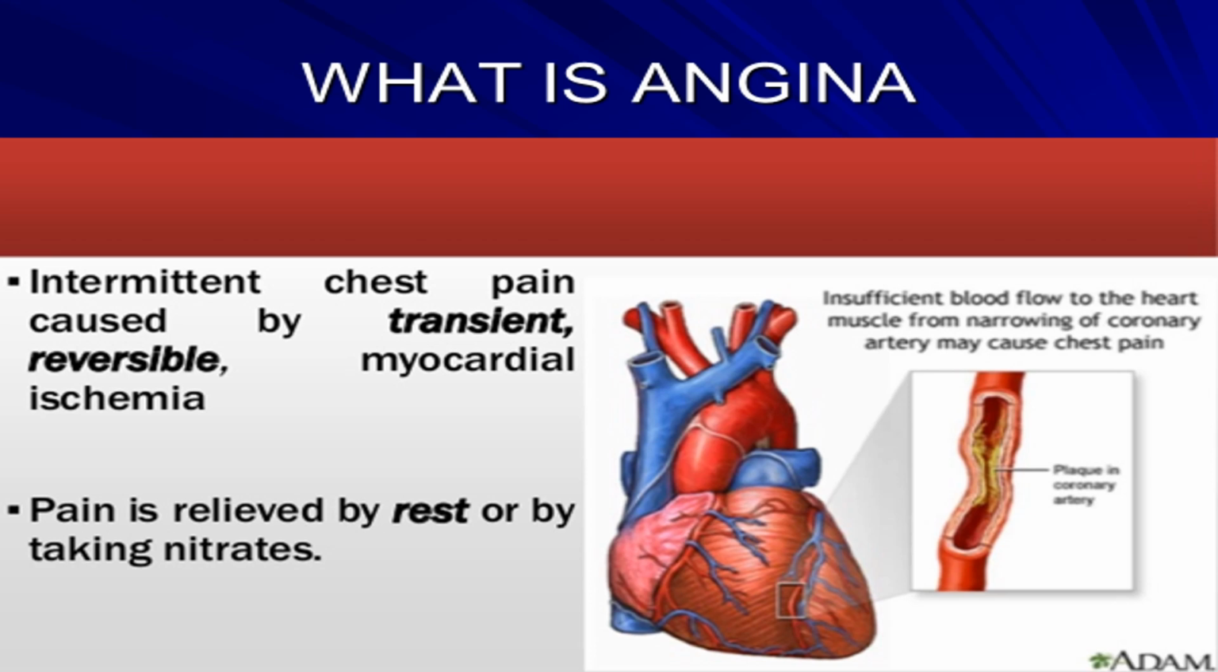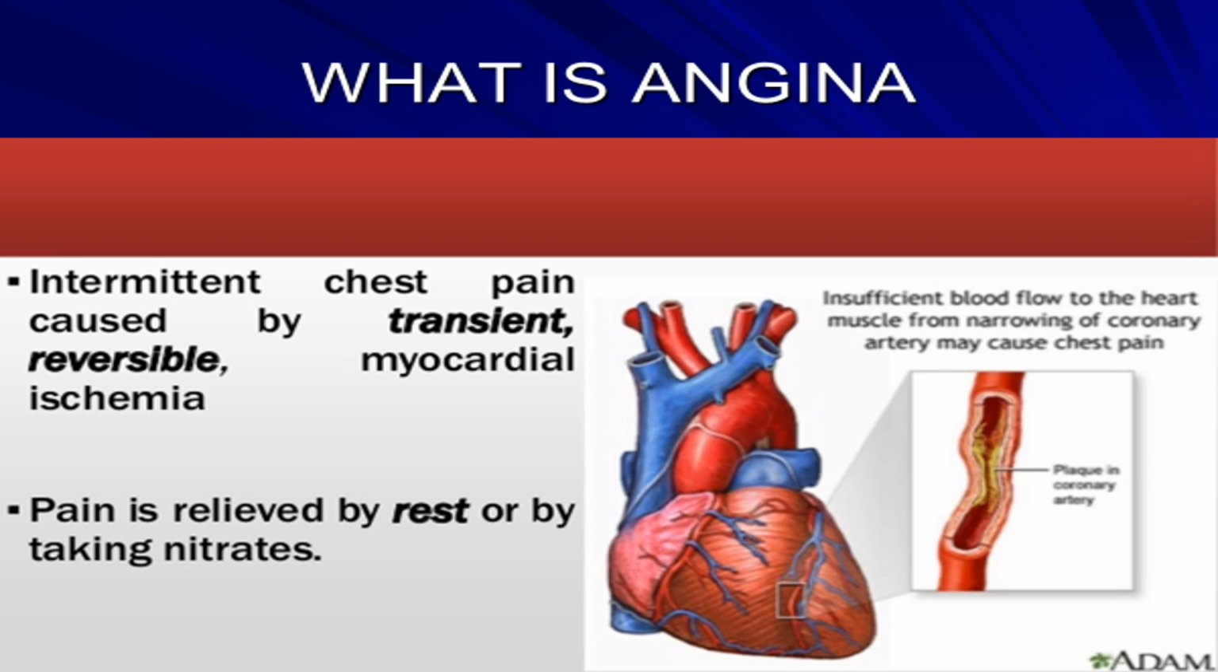Now before starting angina, we should understand what angina is. It is intermittent chest pain caused by transient reversible myocardial ischemia. Now, what do you understand by intermittent? Means off and on. And what do you understand by transient? Means for a short period of time. And what do you understand by reversible? Means something which can be reversed back to its normal.